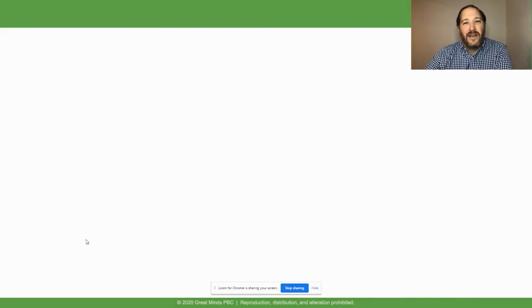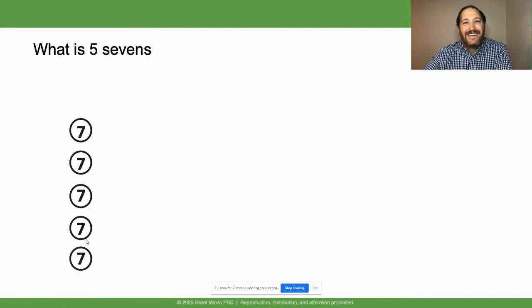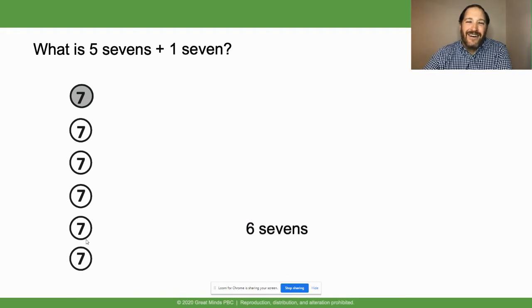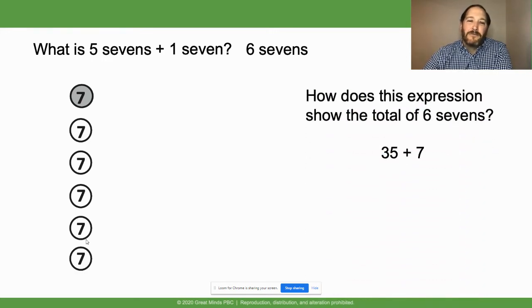Let's use our familiar 5s facts to find facts that we haven't learned yet. Here we go. What is 5 7s plus 1 7? That's right, 6 7s. And how does this expression of 35 plus 7 show the total of 6 7s? Share your thinking out loud.